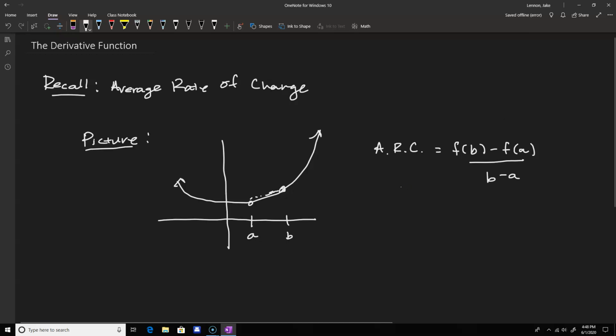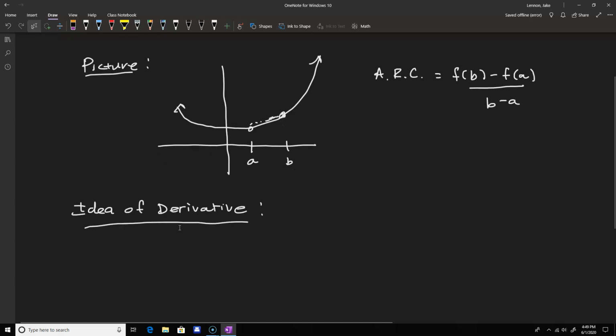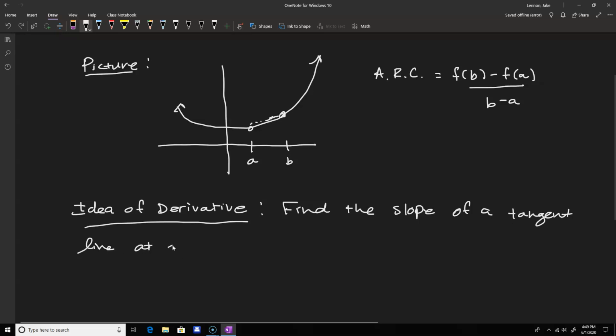So what we want to do for the derivative, so the idea of the derivative is to find the slope of a tangent line to a curve at a single point. So it really comes out of the average rate of change formula. What we do is we just take the previous formula and apply a limit. So find the slope of a tangent line at a single point.